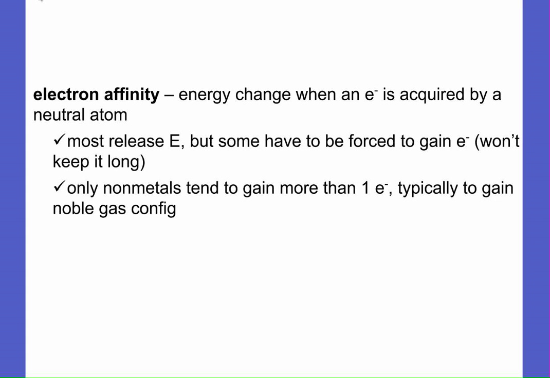But some atoms do have to be forced to gain that electron. They don't actually want the electron. So when we have this electron affinity, you can actually make an atom gain an electron. It just won't keep it for very long. Those are the ones that would actually absorb energy instead of releasing it in the process. But otherwise, only nonmetals tend to gain more than one electron, and they typically do so to gain a noble gas configuration, which should make sense, right? You want to fill those shells to make them stable.